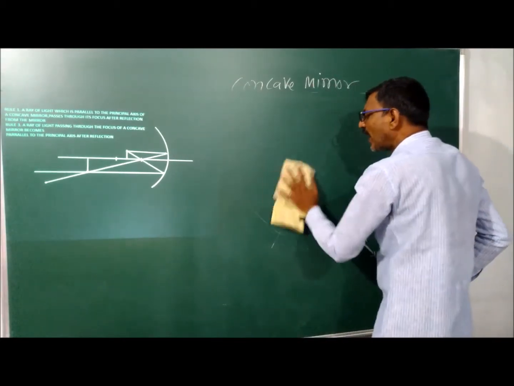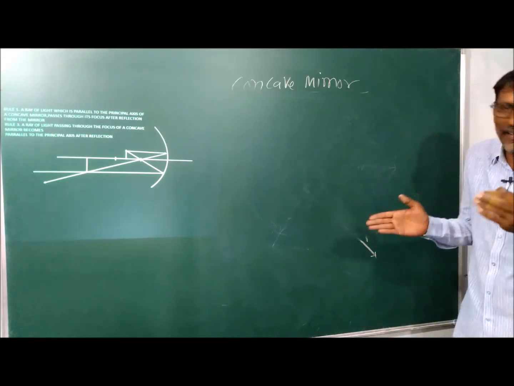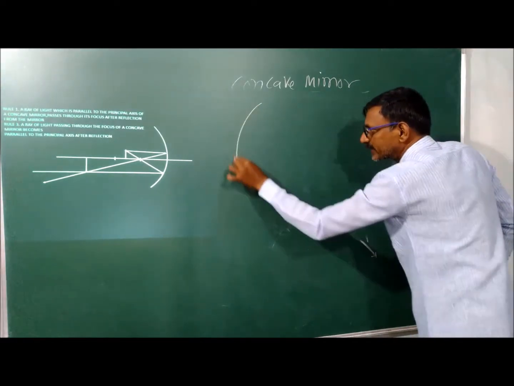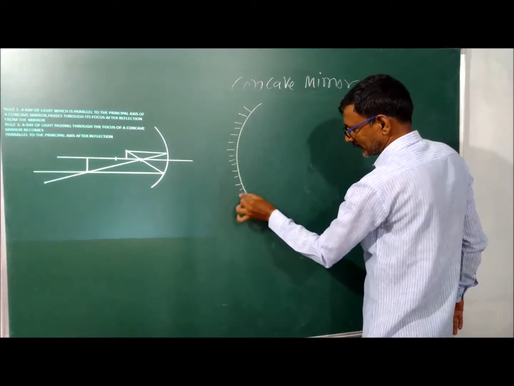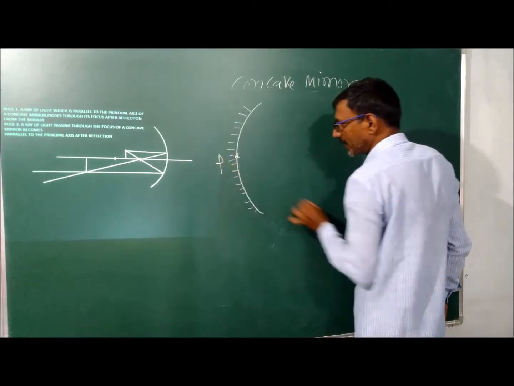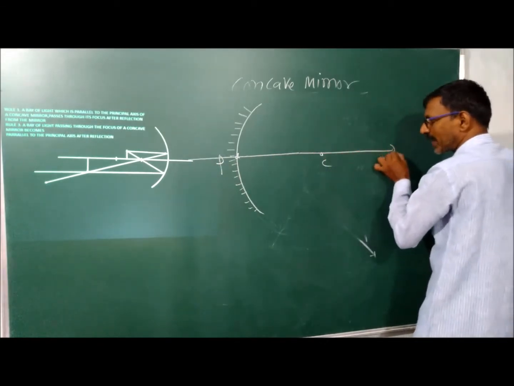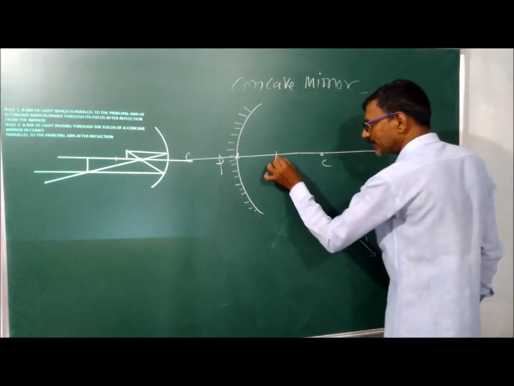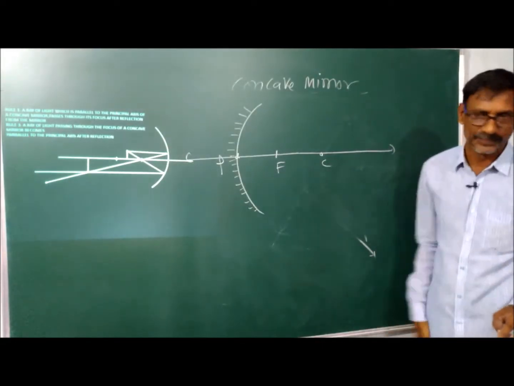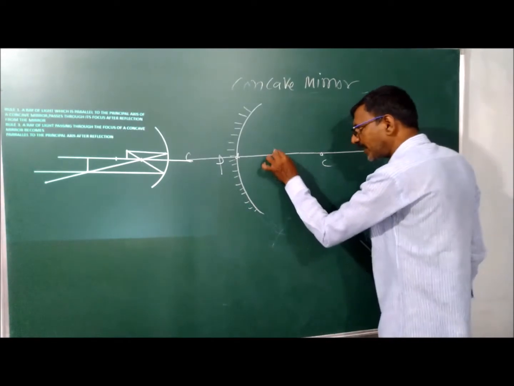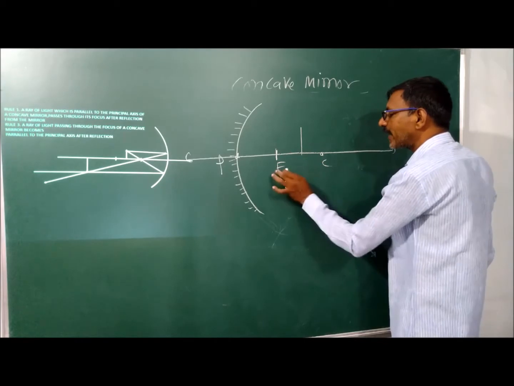Suppose I would like to place the object between F and C. Once again I am telling, this is my concave surface, this is my P and this is my center of curvature. By joining these two we get a principal axis, and the focus lies between P and C, exactly at the midpoint. So I would like to place my object between F and C.